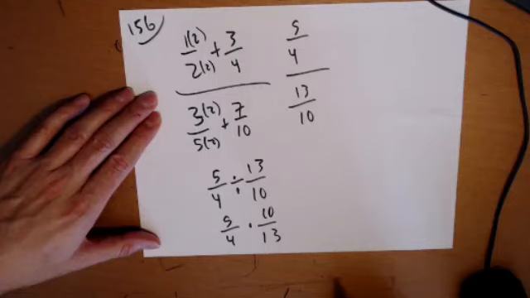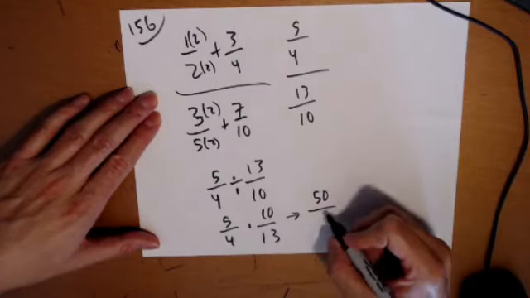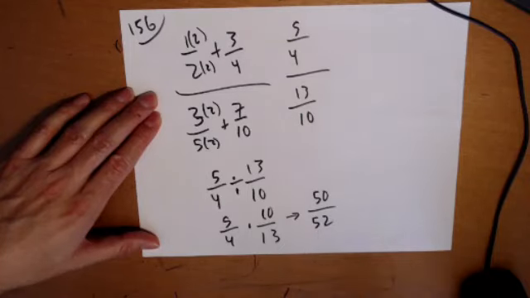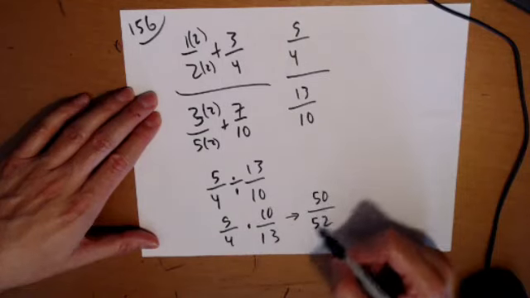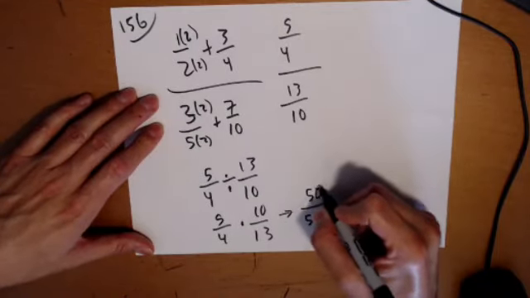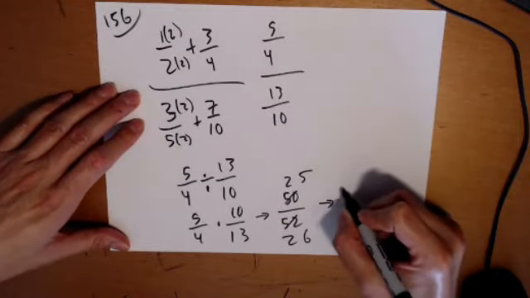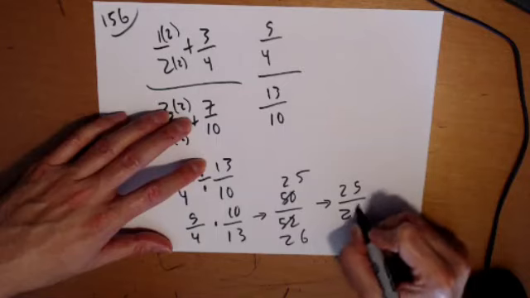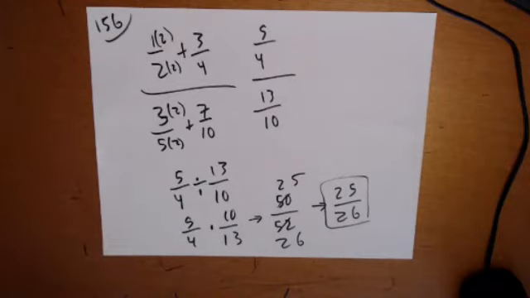Does anything reduce? Nope. So the top becomes 50. 4 times 13 is 52. Oh, so I guess the 10 and 4 reduce. Okay, they're both even. Divide by 2. 2 goes in here, 25. 2 goes in here, 26. 25 over 26. Okay, so this is the concept with numbers. Hopefully that makes sense. So let's do number 160, where they don't use numbers, but instead letters.